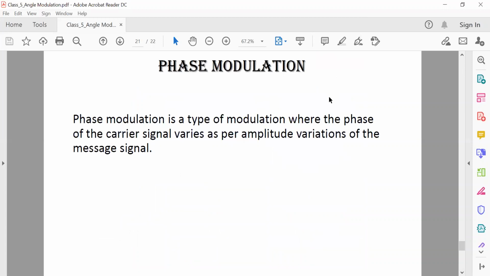Next is phase modulation, a type of modulation where the phase of the carrier signal is varied as per the amplitude variations of the message signal. In phase modulation, the phase of the carrier signal is varied, whereas the amplitude of the carrier signal remains constant. That's why it is called the phase modulation technique.